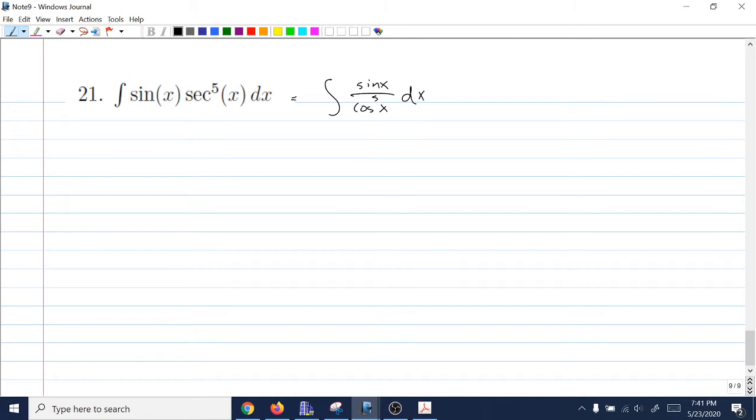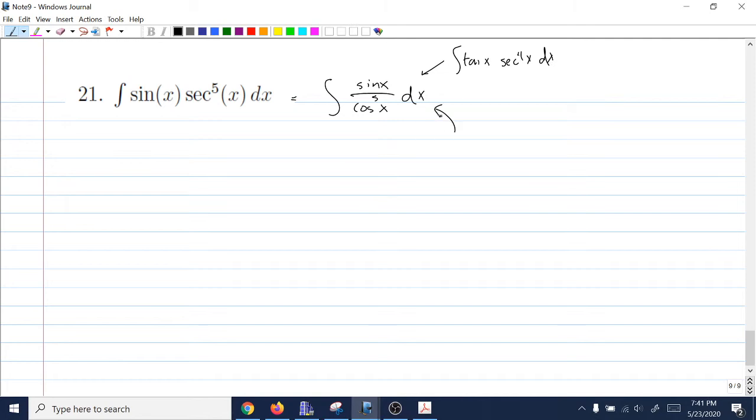I guess it's really natural to split this into a secant. Sine over cosine is a tangent. And then I'm left with 4 cosines on bottom. Those are 4 secants. That's an even power of secant. That's an easy one. That should be doable.